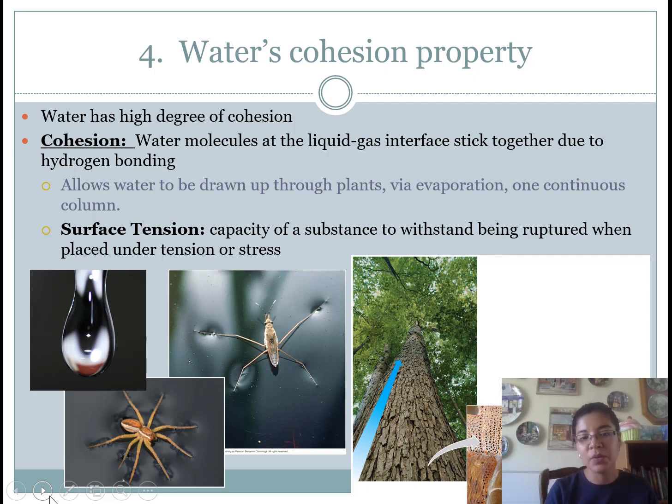Okay, so this is a property that allows for that tree to get the water where it needs to be, for water to form that surface tension, and it withstands being disrupted. And so that's water's cohesive.